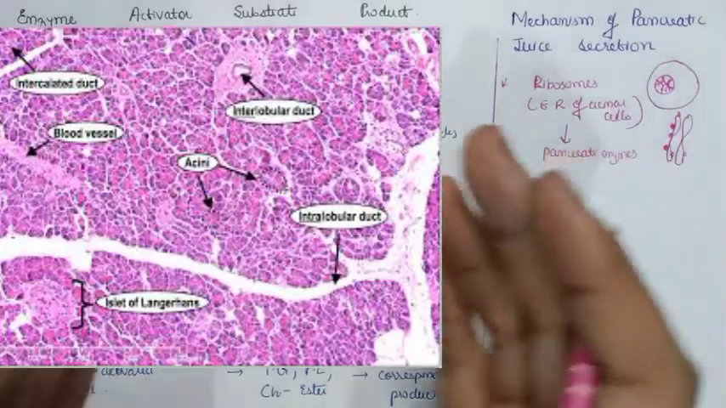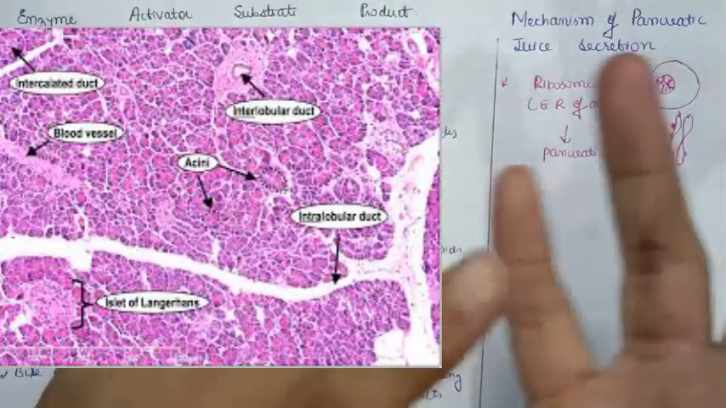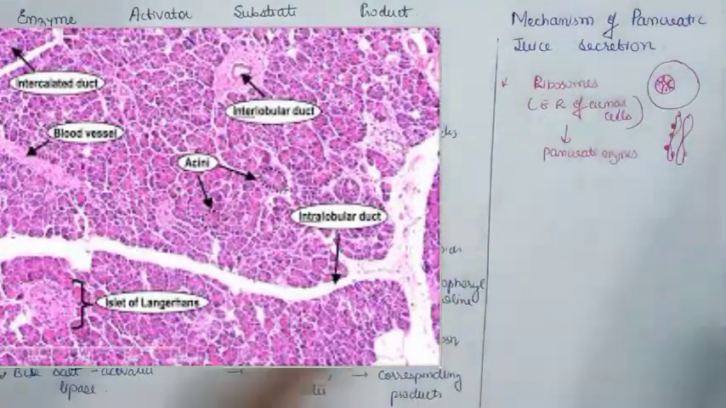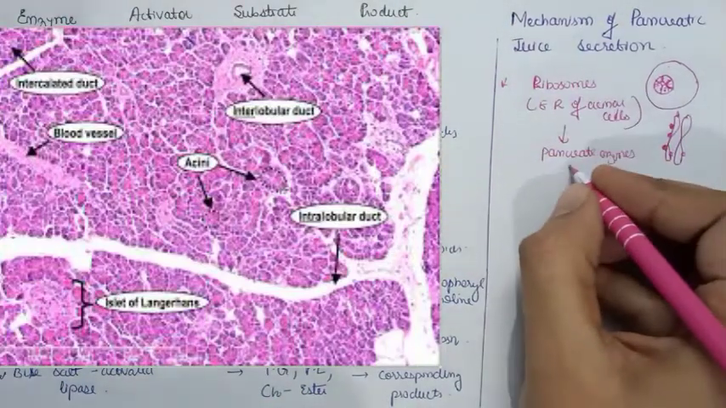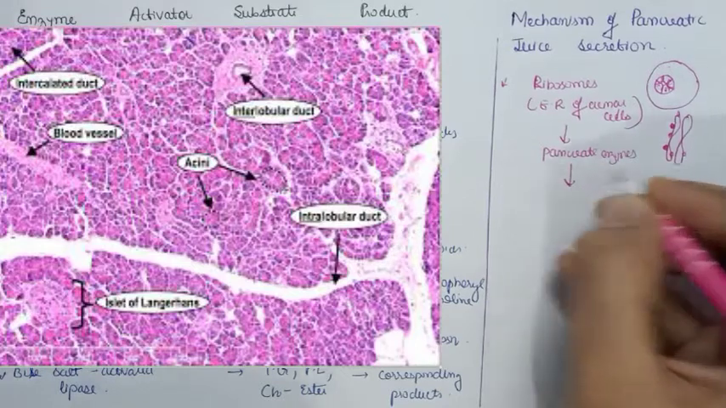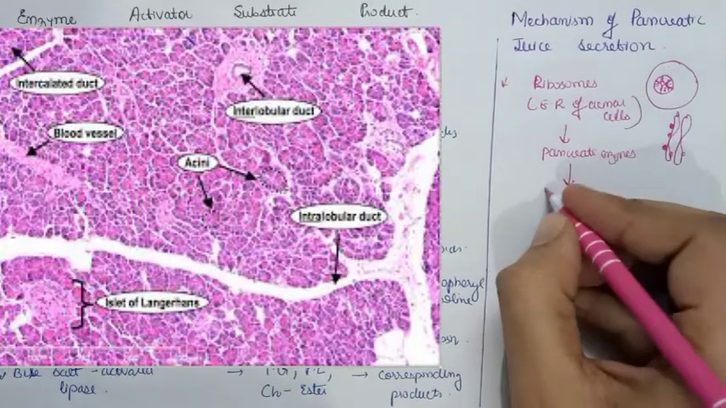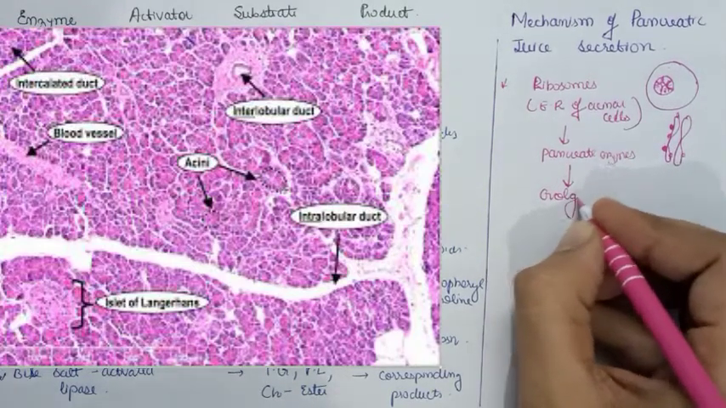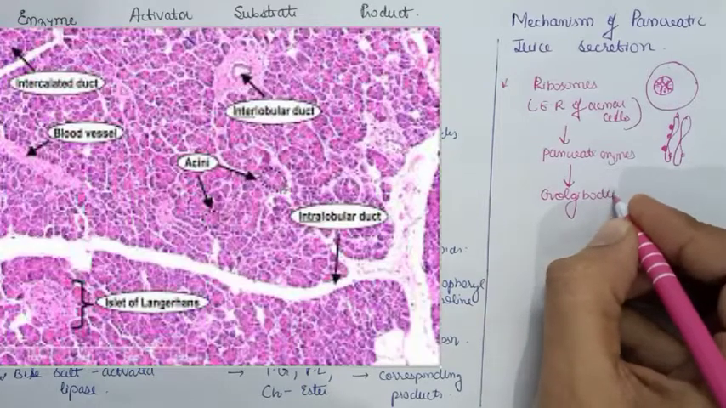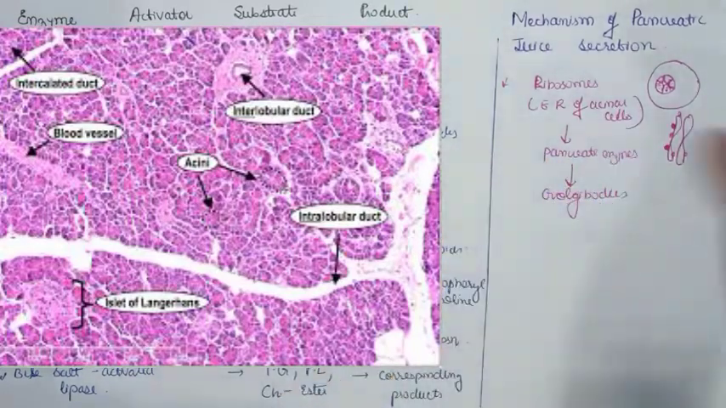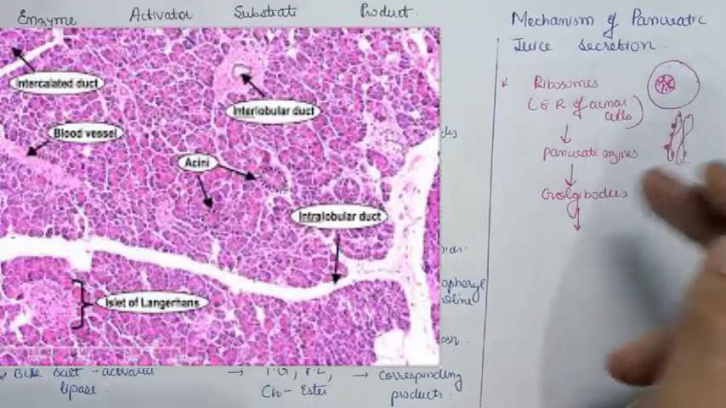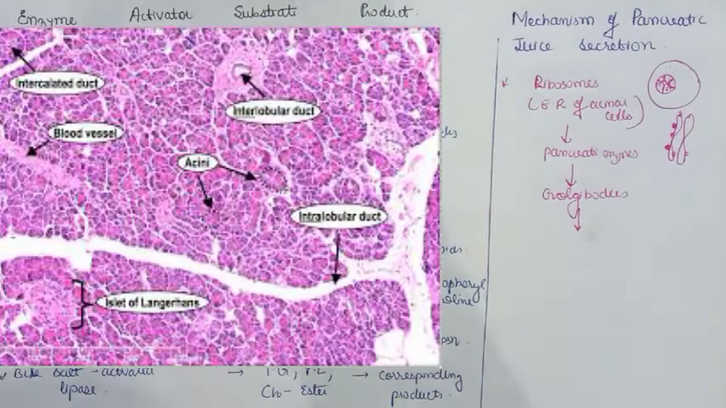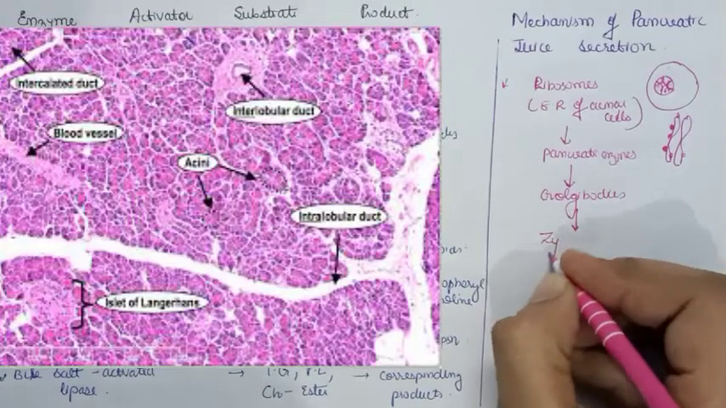And the materials for the pancreatic secretion of the enzymes, like the amino acids, are obtained from the blood. So these secretory ribosomes produce pancreatic enzymes, which are then passed on to the Golgi bodies. I think everybody knows Golgi bodies are concerned with the packing of the different molecules. So Golgi bodies pack these pancreatic enzymes into zymogen granules.